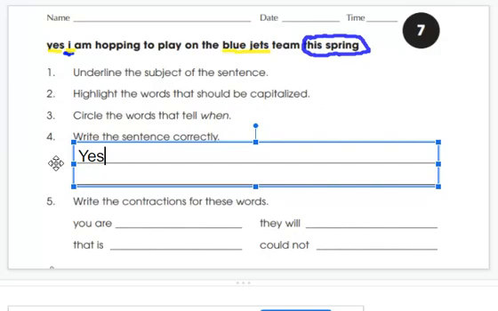If I just said, I am hoping to play on the Blue Jets team this spring, that's a complete thought. But I put this interjection in there. Yes, I am hoping to play on the Blue Jets team this spring. So when you have an interjection, you either separate it with a comma or sometimes with an exclamation if it shows emotion. Well, this doesn't, so we just separate it with a comma. So yes, comma, make sure we capitalize the word I.